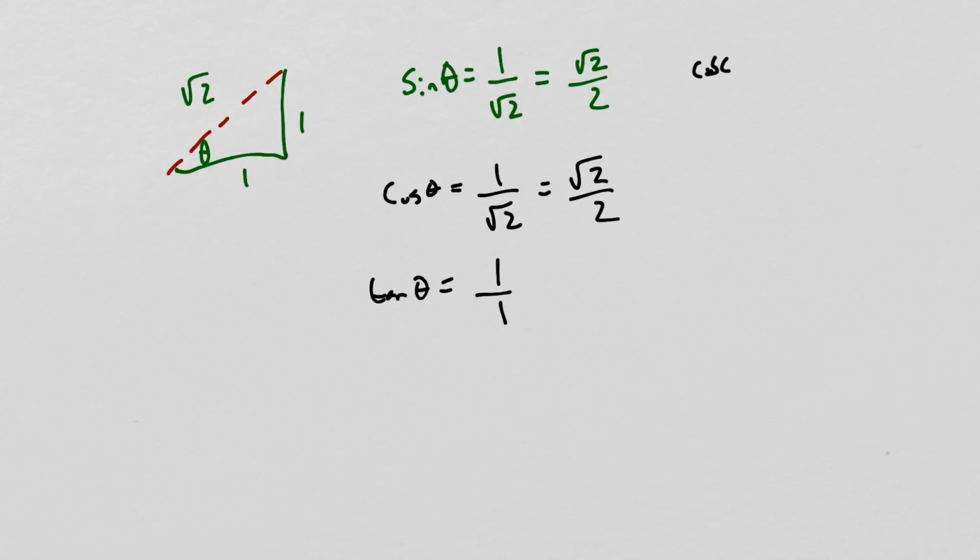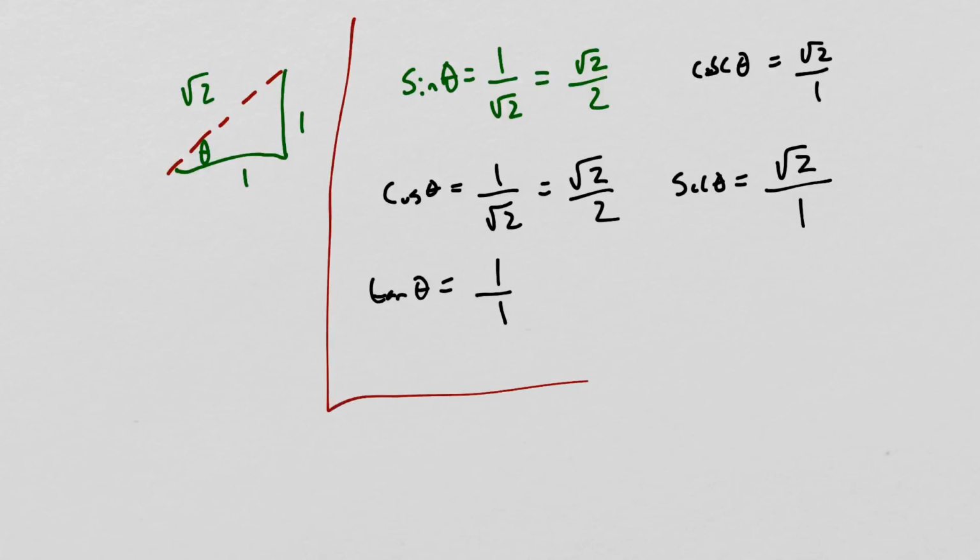Cosecant theta is hypotenuse divided by opposite, which is equal to square root of 2 divided by 1. And the last one, secant theta, is going to be equal to hypotenuse divided by adjacent, which is again square root of 2 divided by 1. These are the trig ratios that we're looking for associated to the angle theta.